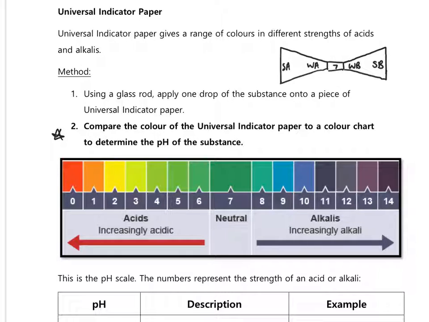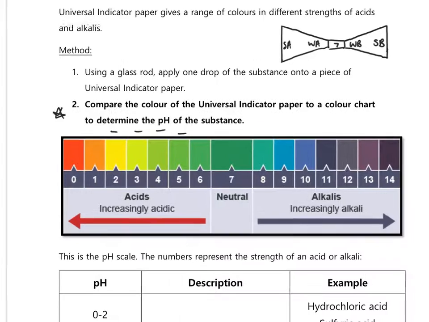Now I might get a kind of yellowy green, but not be able to tell whether it was pH 2, pH 3, pH 4 or pH 5. So I need to take my paper and I need to compare it to the chart in order to get a number. And then that number can give me a better idea of whether my acid is strong or weak.